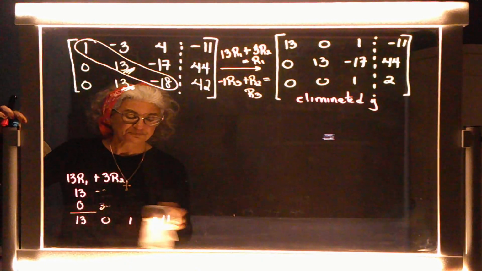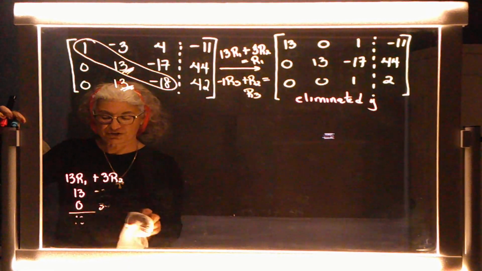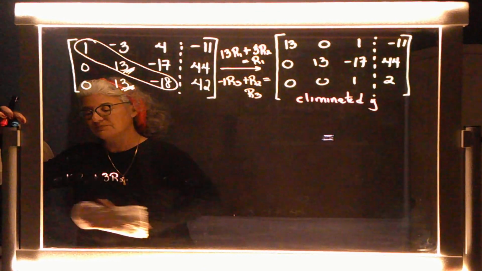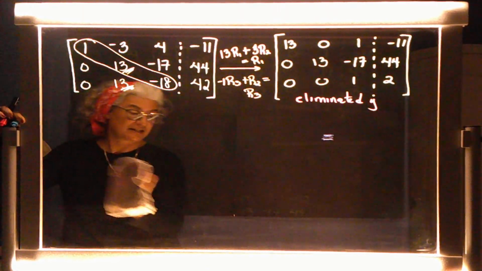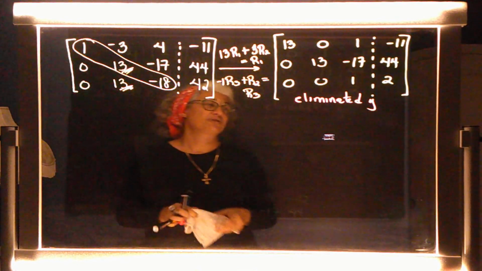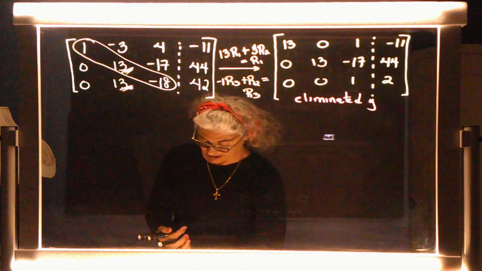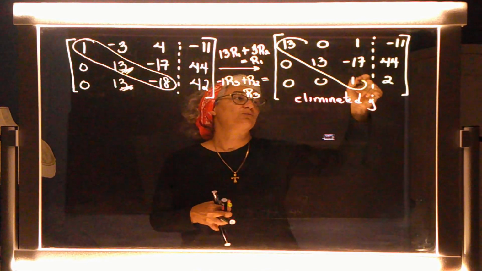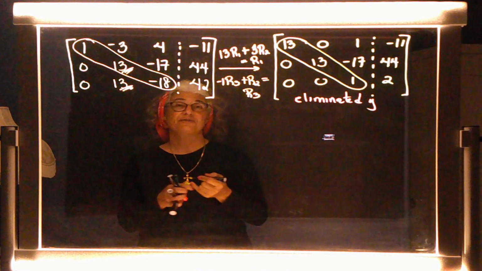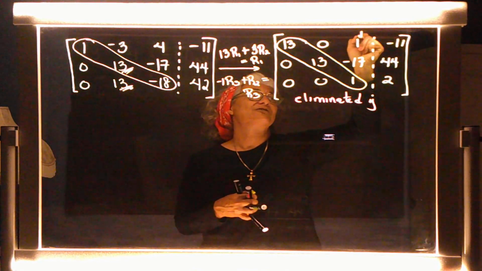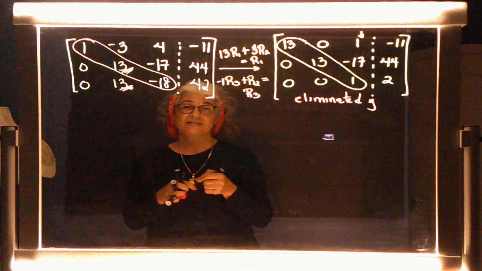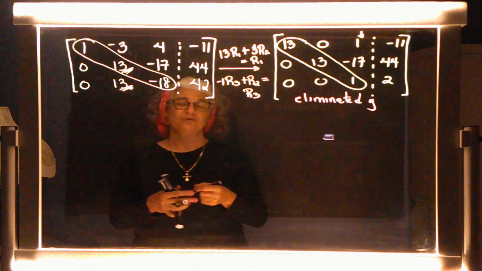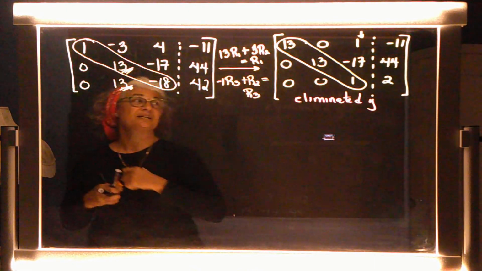Okay, so what are you going to do first? Yes, you're going to identify the main diagonal. And what numbers are on that main diagonal? That's right, 13, 13, and 1. And what numbers are you trying to get to be a 0? Yeah, the z's. So you need that 1 and that negative 17 to be a 0, don't you? Does it matter which one? No, it doesn't matter which one you make to be a 0 right now.